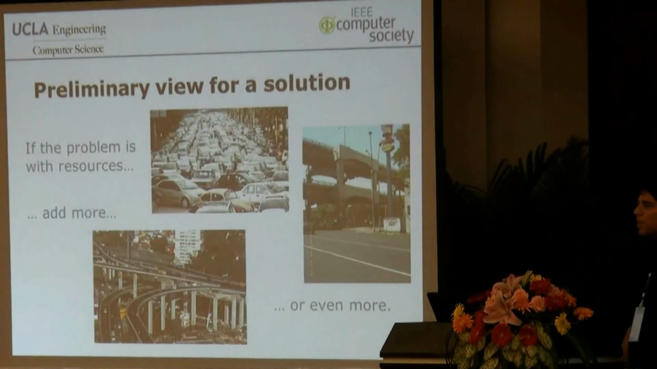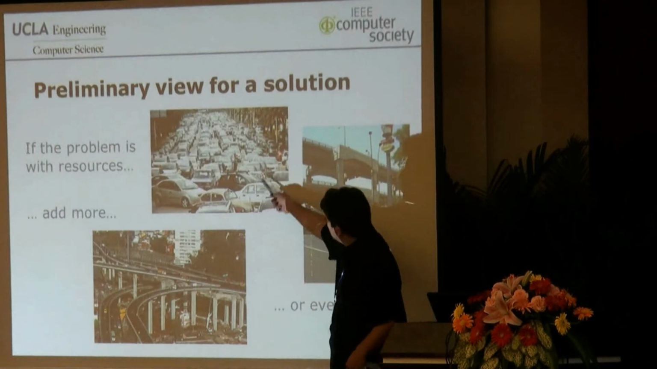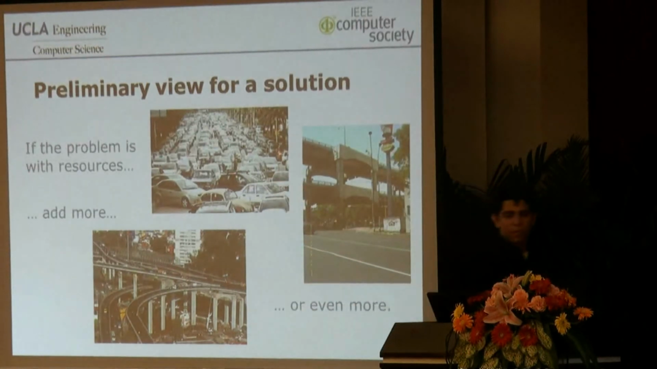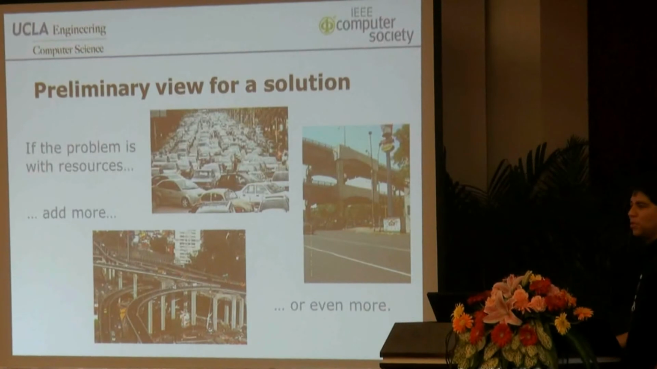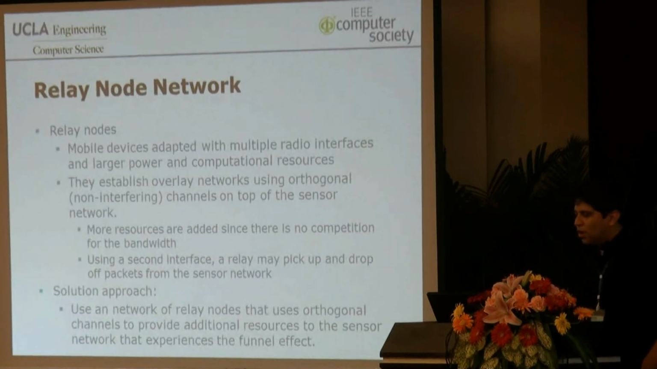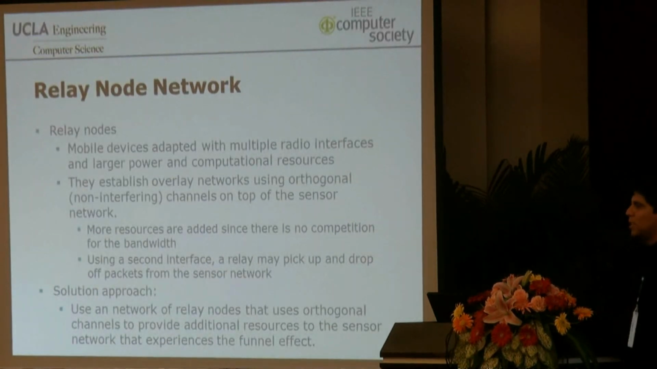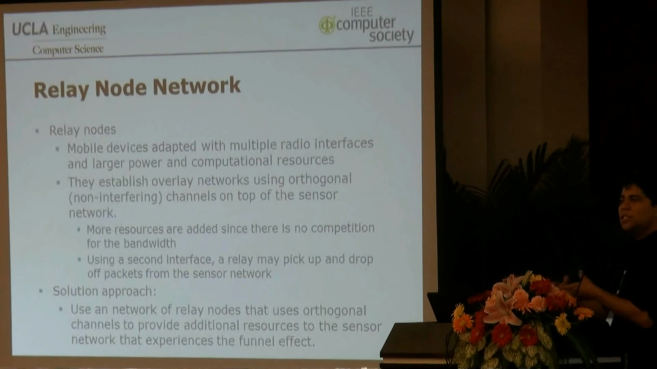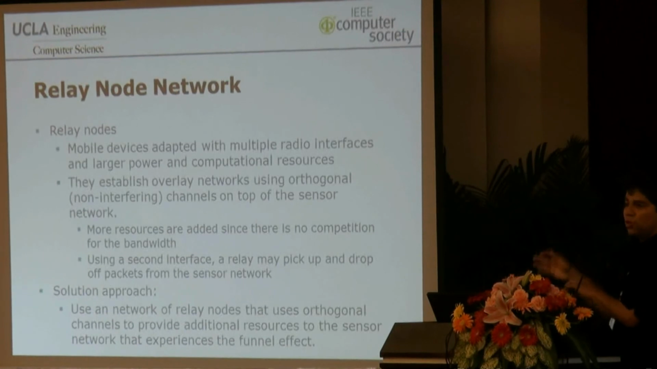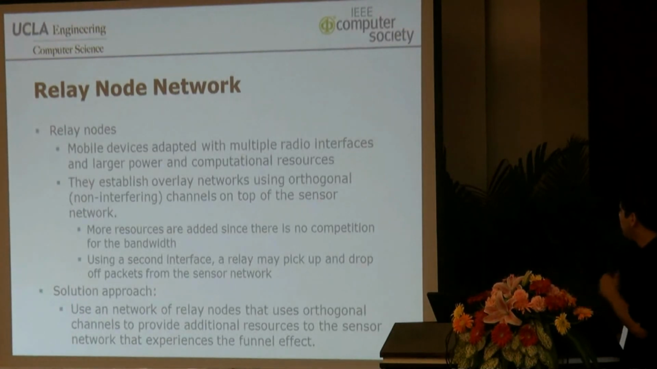My approach is a very simple idea. If you have a problem with resources, just add more resources. Here we have a congestion in a city. The city decides to build a bridge, but if that's not enough, they build another bridge. These are pictures from Mexico City. What I use is a relay node network. I define a relay node as a powerful device that has at least two interfaces, and they can establish autonomous networks because they are connected using orthogonal channels, channels that don't overlap and don't interfere.